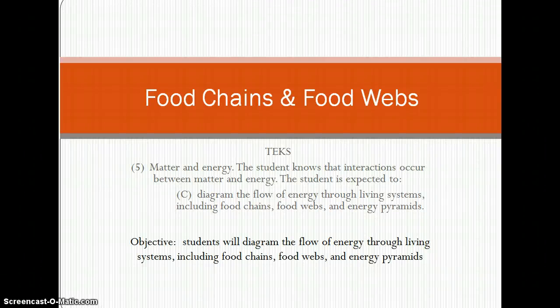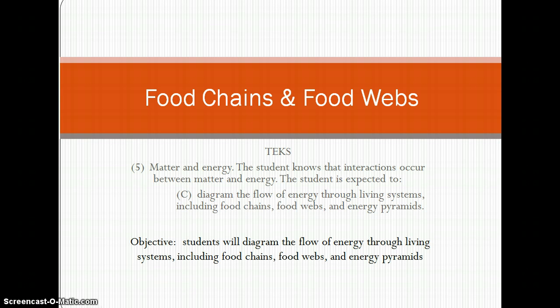Okay, so today we're going to go over food chains and food webs. The objective for these is that the student will be able to diagram the flow of energy through living systems, including food chains, food webs, and energy pyramids.